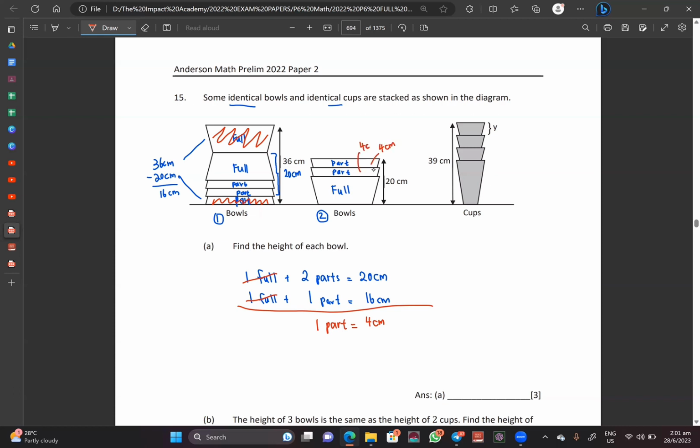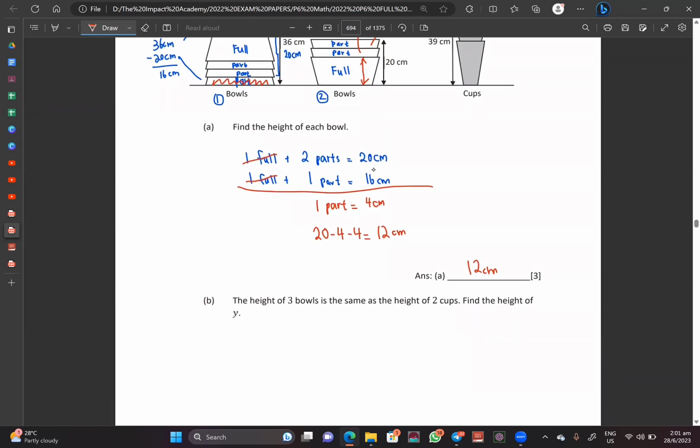So since I know that one part of the bowl is 4 cm, and I know that this is 4 cm, the question wants us to find the height of the bowl, which means from here all the way to here. How do I do that? Very simple. I just have to do 20 minus 4 minus 4, and therefore my answer for this question has to be 12 centimeters. And that is the height of each bowl.